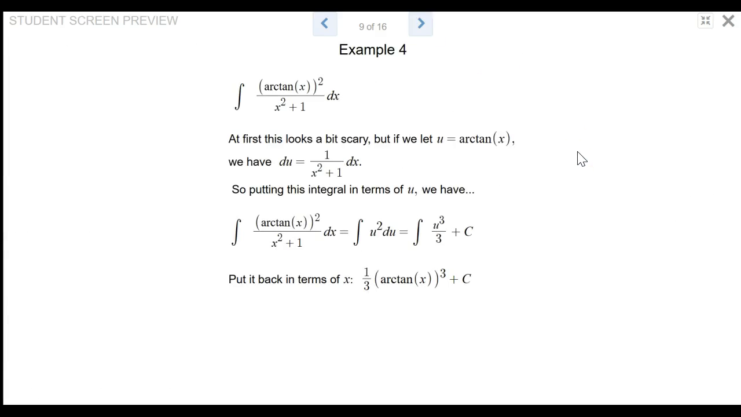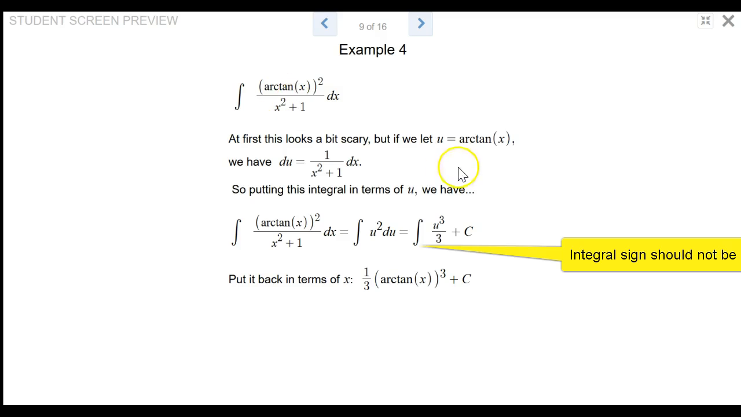Here's another example that looks really scary, but it's not, because look at each part of the function. So if you look at arctangent, if we let u equal arctangent x, we need to find the differential. Then du is the derivative of arctangent, which is 1 over x squared plus 1 times dx. But look what those other parts of our integral are. So that's perfect. So really, I can put this in terms of u. I have the integral of u squared, and then this dx over x squared plus 1 is just my du.